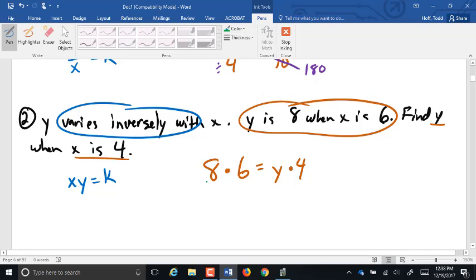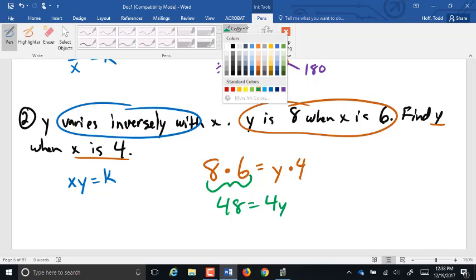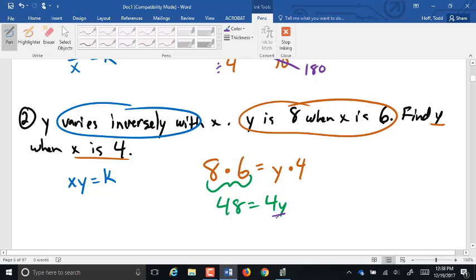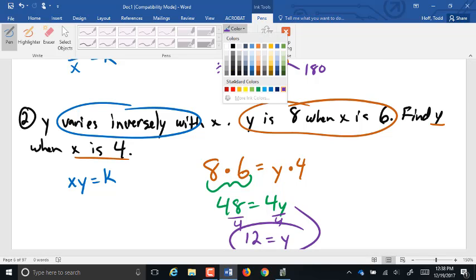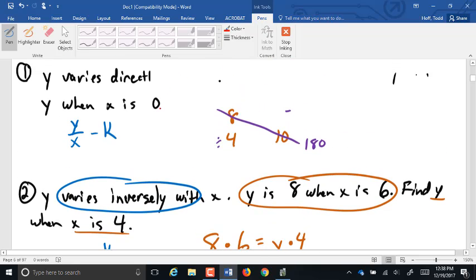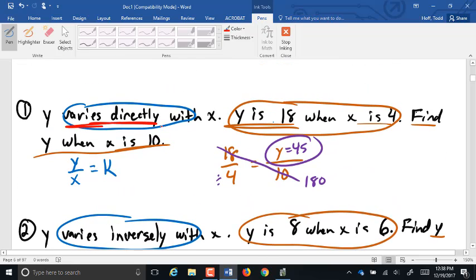So we're going to multiply and divide here. It's just not cross multiply and divide. 8 times 6 is 48 equals 4y. Then we divide by 4. So 12 equals y. Now you'll notice the difference here. When it varies directly, x got bigger, it went from 4 to 10. Y got bigger, went from 18 to 45.